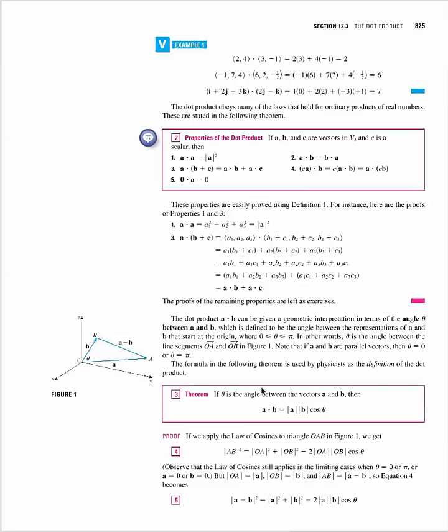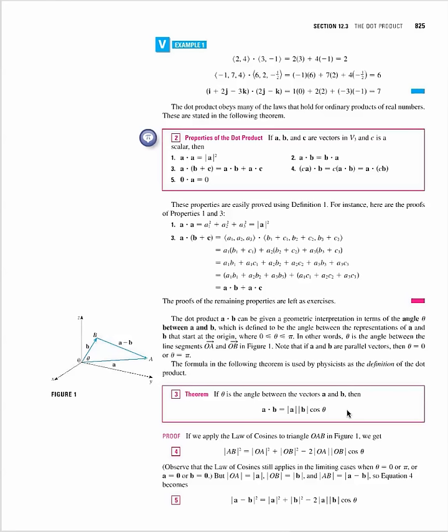Now, we'll get into the geometric interpretation here midway through page 825. And the trick here is that the dot product has something to do with the angles between the two vectors involved. And this theorem really tells the whole story. A dot B is the length of A times the length of B times the cosine of the angle between them.